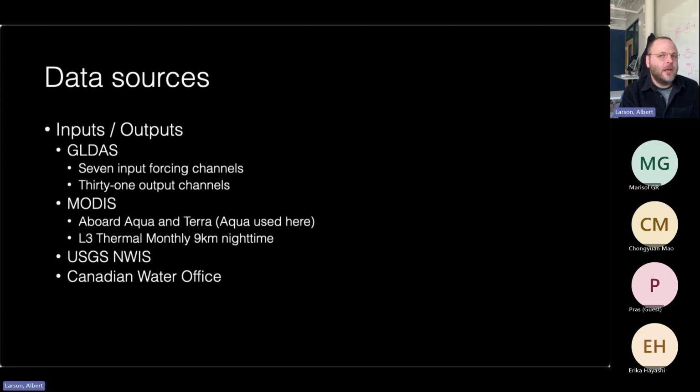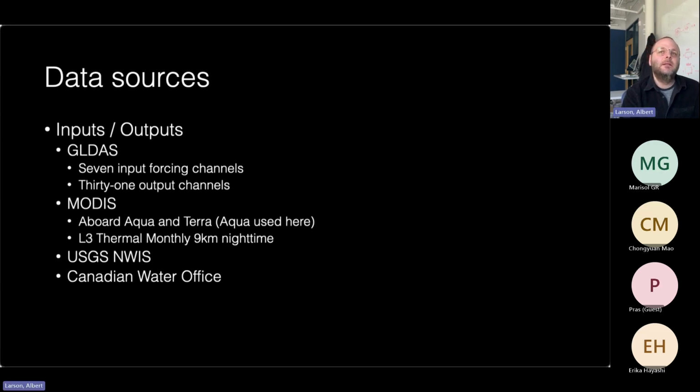Okay, so the data sources that I used: GLDAS, MODIS, and streamflow gauges from the USGS and from the Canadian Water Office. For those of y'all who don't know, GLDAS means the Global Land Data Assimilation System. It is an initiative run by NASA at Goddard, where a few organizations got together, used a common set of meteorological forcings, put them through three different water and energy budget algorithms, and got a number of outputs, 31 outputs. I used 2 of them, which I'll show you in a couple of slides.